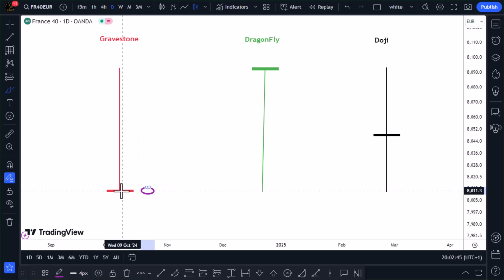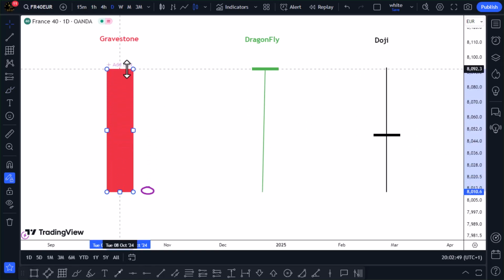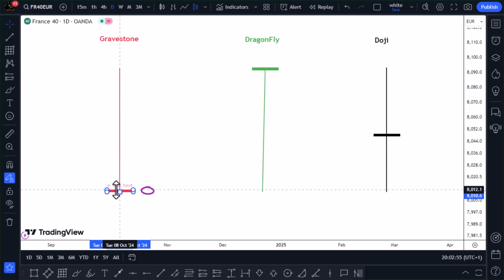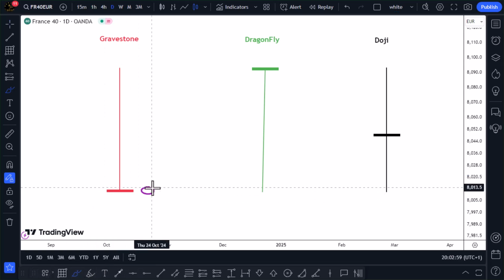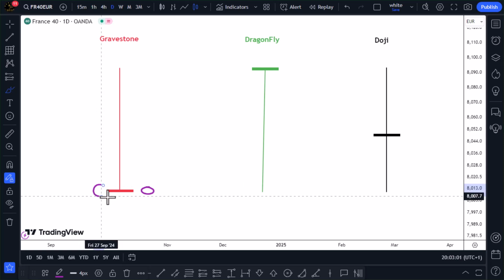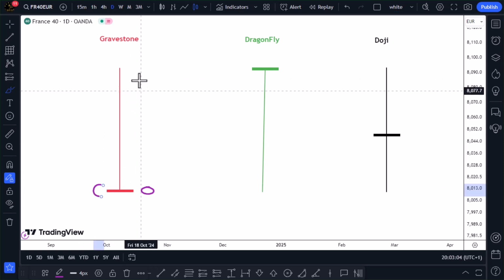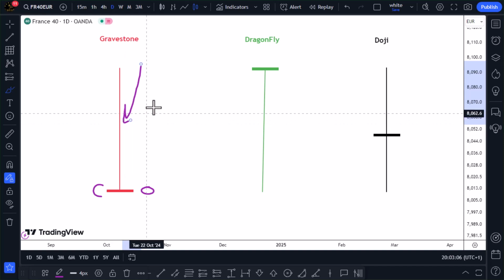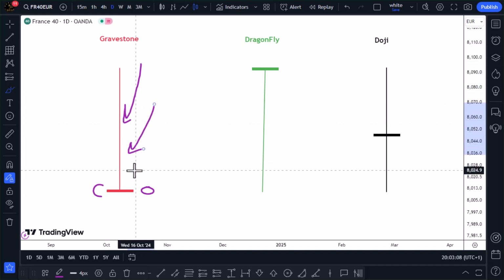The buyer steps in and did what? They push the price upward, and then the sellers step in and push the price downward to the opening price level. Thereby we have the open and the close at the same level. So it means there was a lot of strong selling pressure in this market right here, to the extent that the sellers defeated the bulls.